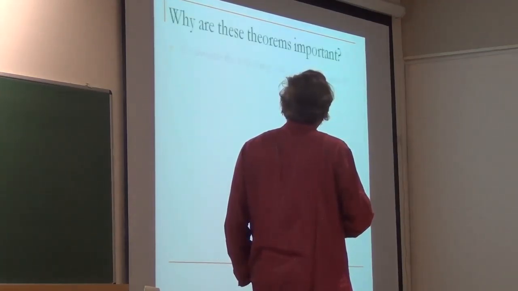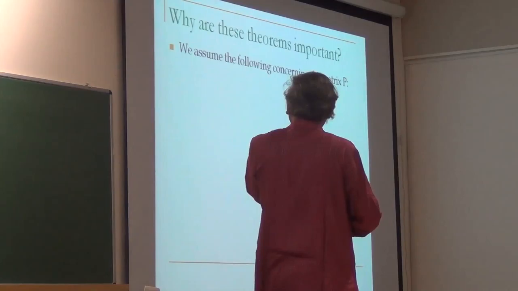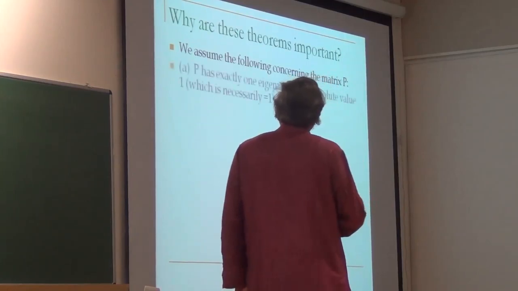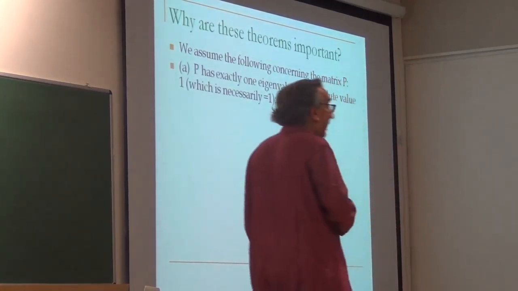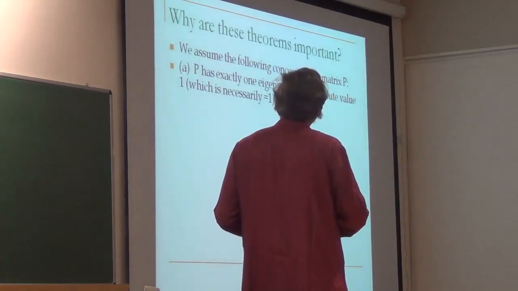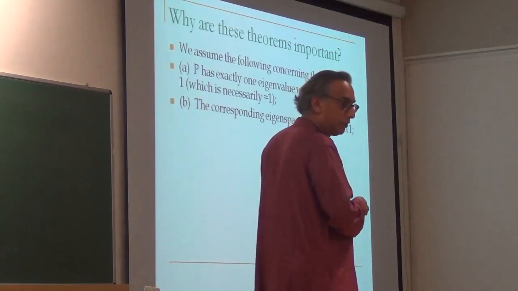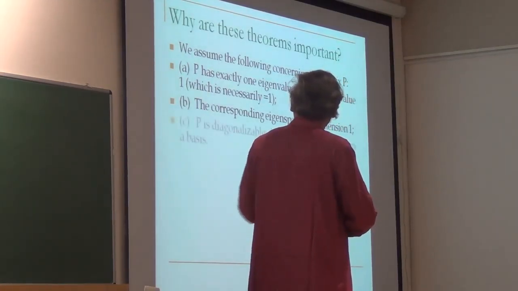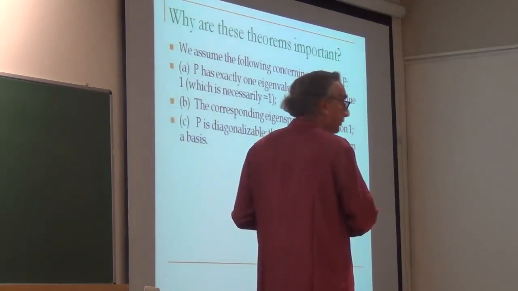So let's go back and understand why these theorems are important. We'll make the following assumptions about the matrix P: that P has exactly one eigenvalue with absolute value 1, the corresponding eigenspace has dimension 1, and P is diagonalizable, with eigenvectors forming a basis.